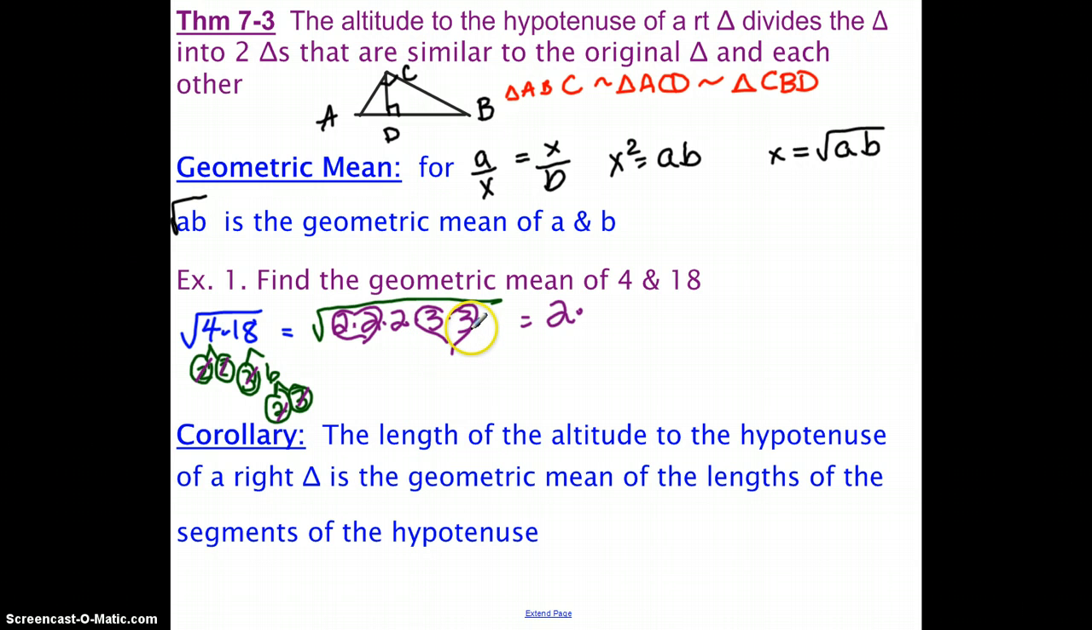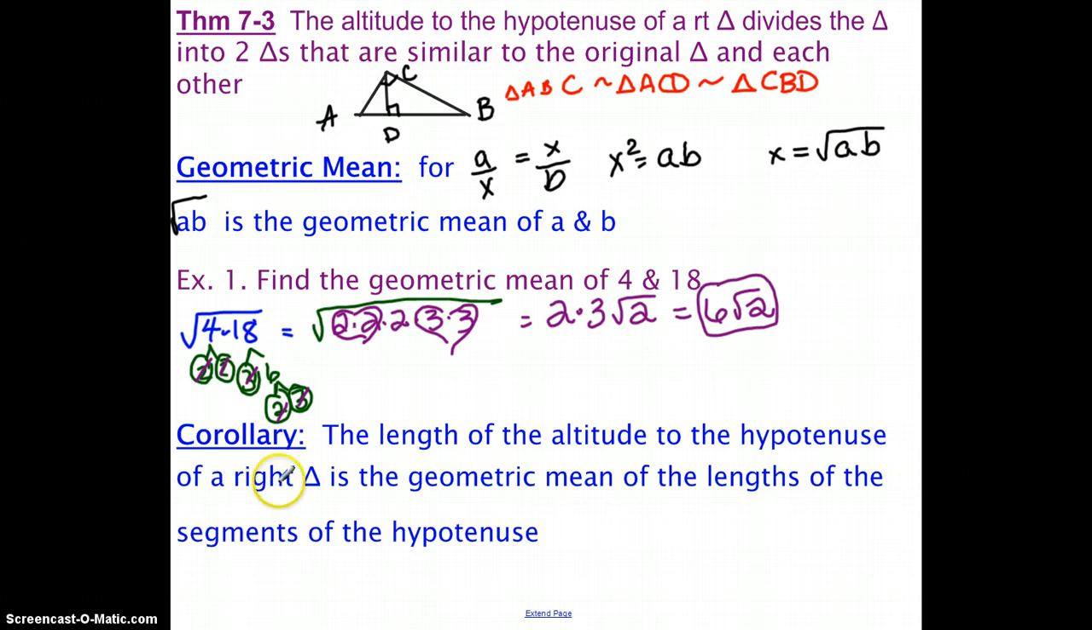3 times 3 is 9. Square root of 9 is 3. The only thing that doesn't have a pair is 2, so that's going to stay underneath. Really, the way I've taught my students in Algebra 1 is that for every pair underneath, it gets pulled out once in front. So on this one, 2 times 3 would be 6. So 6 square root of 2 would be your rationalized answer.